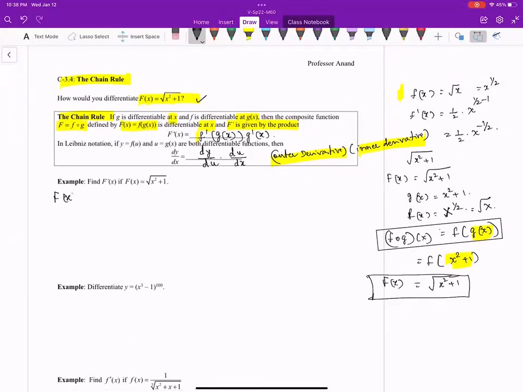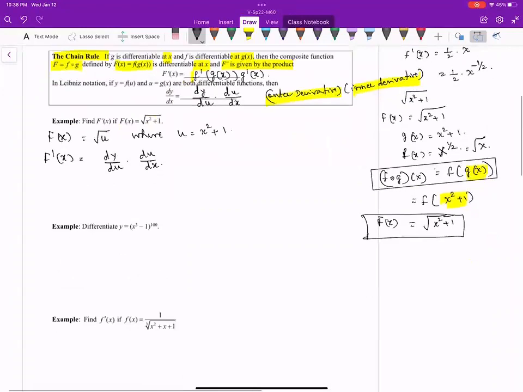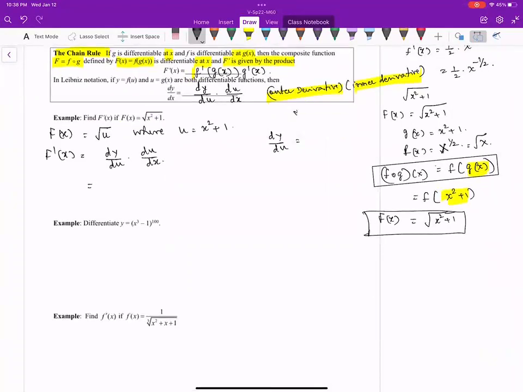All right, so we will do the problem here. f of x equal to, we want to write that as square root of u, where u is the inner function, the one inside the radical, which is the radicand. So f prime of x can be written as dy by du times du by dx. So dy by du is the derivative of square root of u. That will be 1 over 2 square root of u.